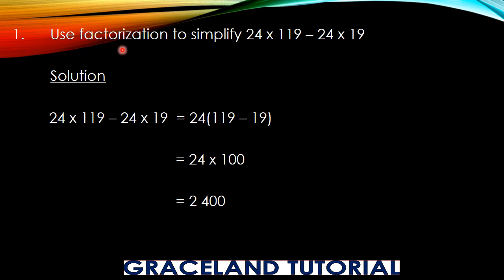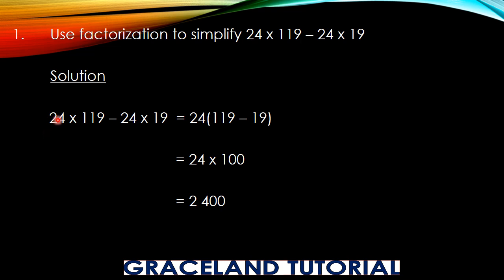Use factorization to simplify 24 times 119 minus 24 times 19. How do we solve this? Now, solution. This is very simple. 24 times 119 minus 24 times 19.